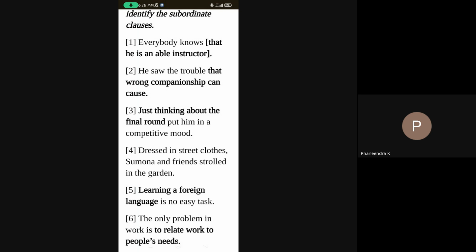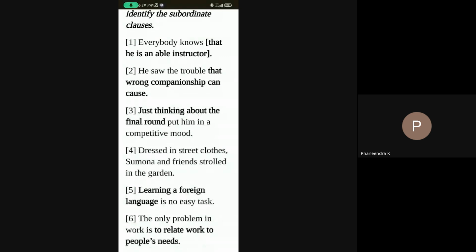So when you are solving sentences, make sure you check what follows these words and what goes before them to determine whether it is used as a pronoun or as a subordinating conjunction. If it is followed by a clause, like in this case, he is an able instructor, then definitely you can make up your mind that this is a subordinating conjunction, right? So scrutinize the sentence while you are solving. Don't just go ahead and mark it as a subordinate clause because you saw "that". Just check it, right? Okay, I hope that's understood.